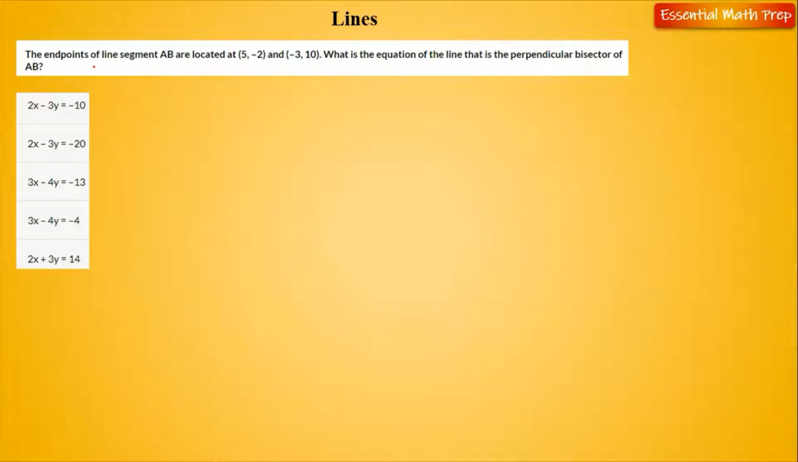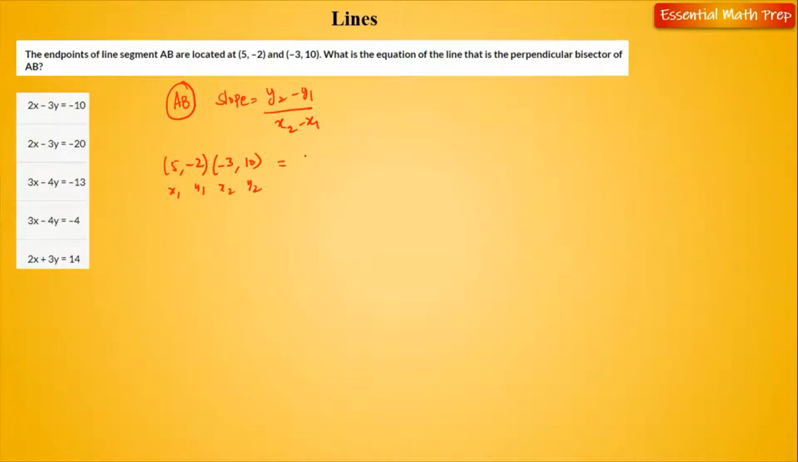We're told that there's a line segment with these ordered pairs. And what is the equation of the line that is the perpendicular bisector of the line segment AB? So first, because we know the ordered pairs, we can determine the slope for line segment AB, which is slope equals y2 minus y1 over x2 minus x1. And we know our ordered pairs are 5, -2, -3, and 10. So this is x1, y1, x2, y2.